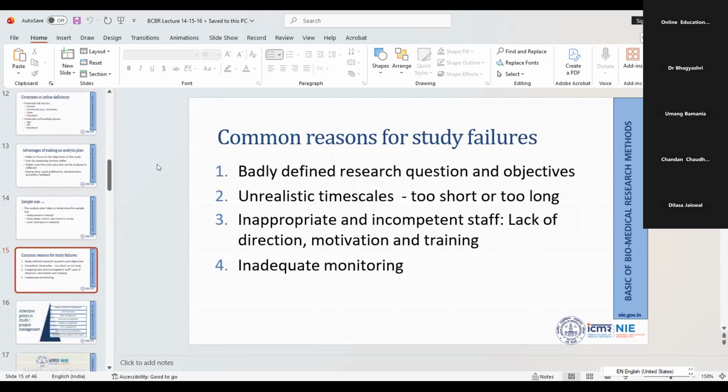There are some common reasons why some research studies fail. First is a badly defined research question and badly defined objectives. If you are not clear about your research question or objectives, then it is going to be a failure. Unrealistic time scales, too short or too long. Then inappropriate and incompetent staff: if you have recruited staff for data collection and analysis, and the staff is not trained enough, or there is no motivation to work, or there is a lack of training, then this will lead to failure. And inadequate monitoring by the investigator. So again, monitoring and supervision is an important part of any project management.